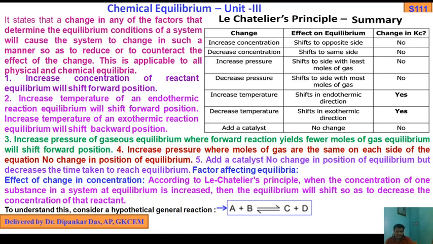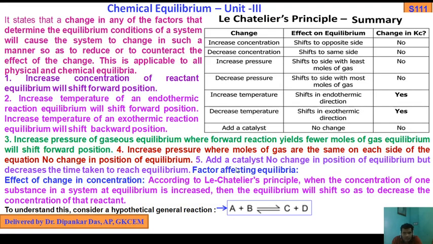So that is the simple application of what happens if you change any parameter, concentration, temperature, pressure, increase or decrease, and what will be the position of equilibrium. Now, factors affecting equilibrium. First is the effect of change in concentration.